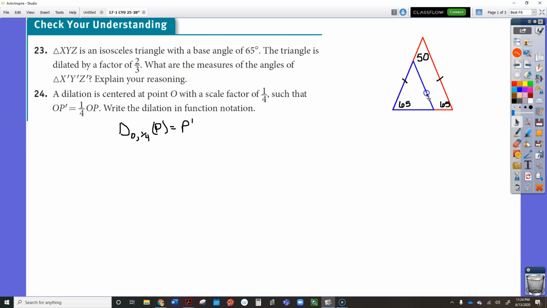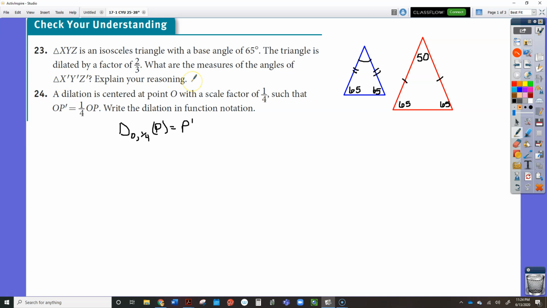So making the center of dilation be this point right over here is really easy to see. Well, look, this angle in this reduced by 2/3 triangle is really easy to see if this one's 65. Now remember that this triangle right here is also an isosceles triangle. So this side length and this side length are the same, so that means this is going to be 65, this is going to be 65, and this angle up here has to be 50.